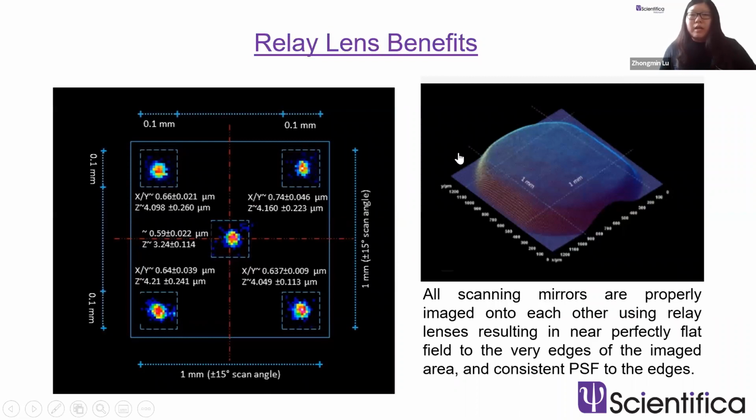And let's take a look at the imaging, this picture at the right. Because all scanning mirrors are appropriately imaged onto each other using the relay lens, that results in a nearly perfectly flat field to the very edges of the imaged area, and also a consistent point spread function to the edges. These 5 points are a zoom-in of the measurement of the point spread function. You can see both the lateral resolution and the axial resolution are highly consistent across the whole field of view.